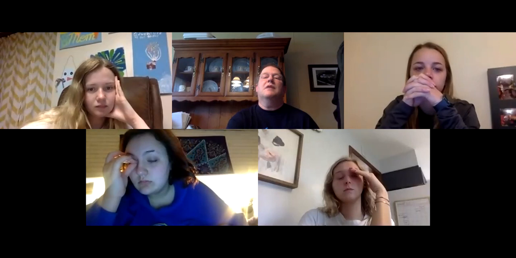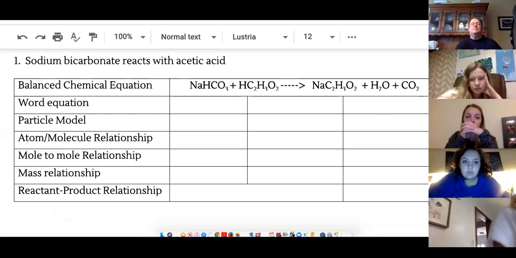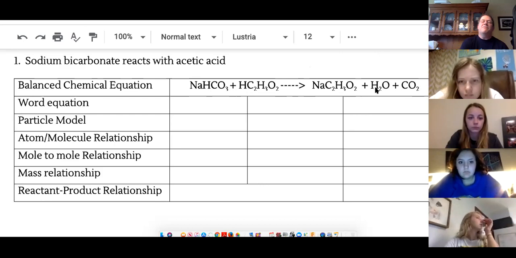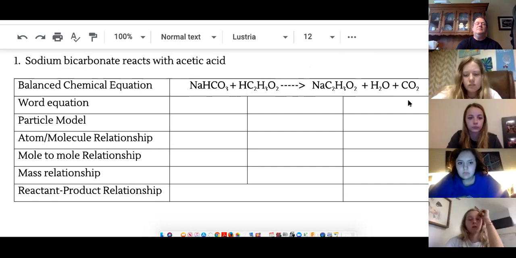Let me share my screen and we'll look at that equation together. So sodium bicarbonate, acetic acid, sodium acetate, positive one with the negative one. And then anytime a product can form water, it's going to. So it's water and carbon dioxide. Now on this, when you fill out the word equation, think about this first box for the sodium bicarbonate, second box for acetic acid, that last box for all the products together. And same thing with the particle model and everything else. Go ahead and fill out the second line, word equation.